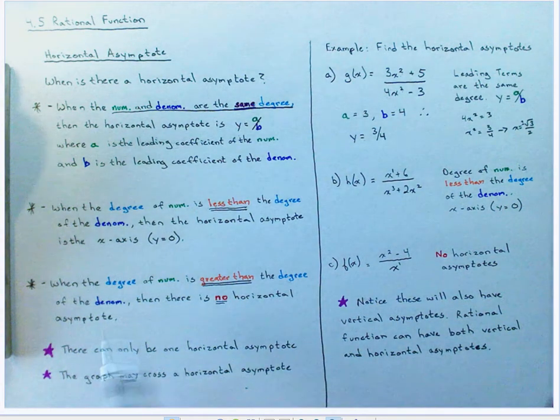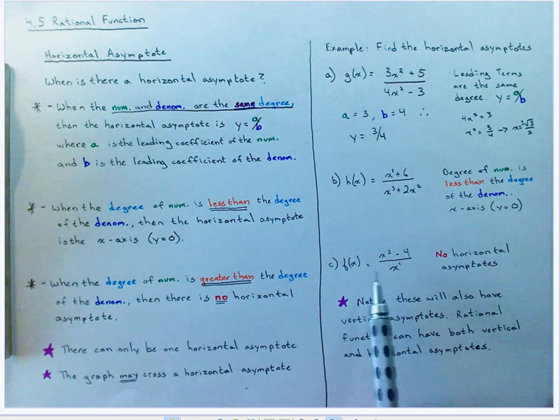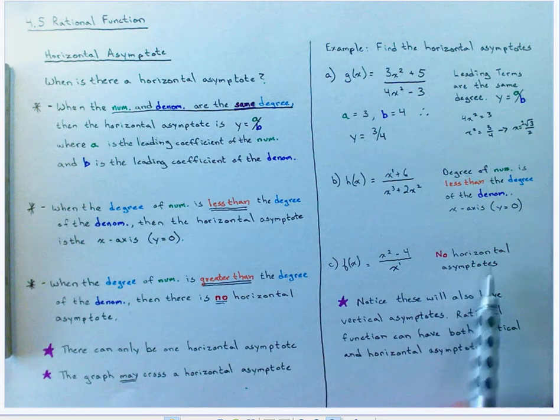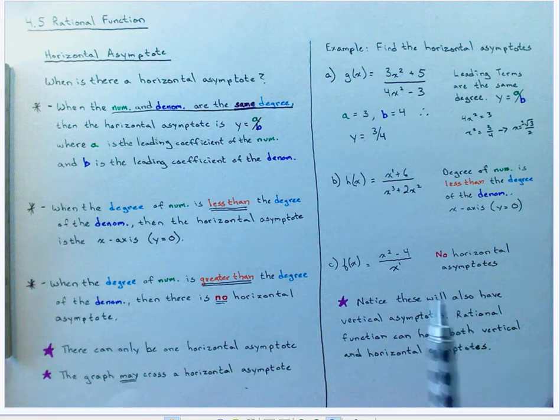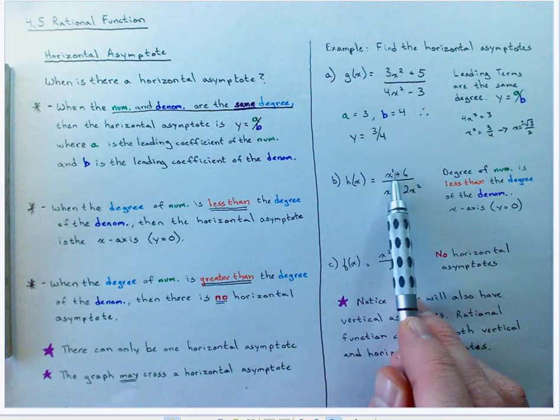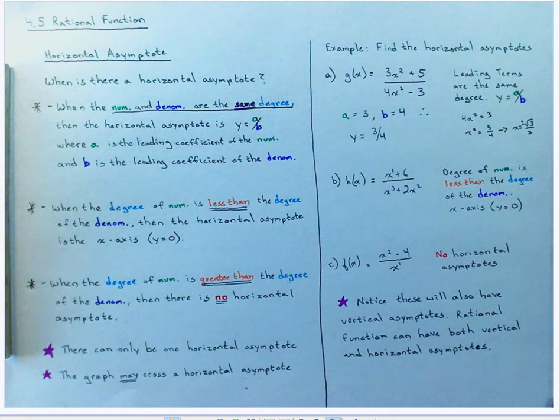And then our last one is actually very simple. There is no horizontal asymptote if the degree of the numerator is greater than the degree of the denominator. For instance, in example C with the function f of x, there is no horizontal asymptote for x squared minus 4 over x. And I went ahead and wrote in the 1 for the powers. That's an understood 1 that's there, but just to help to illustrate it.